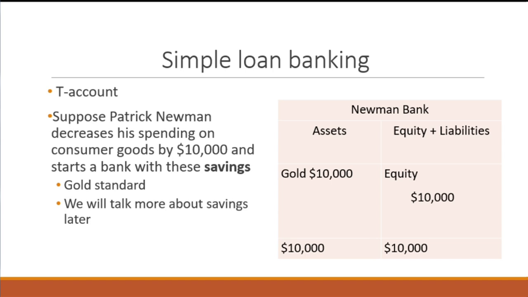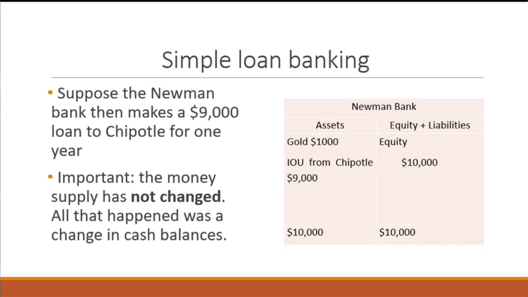This is only the beginning of the story because I want to make money, right? I'm not just setting up this bank for fun. I want to make money. So I'm going to make a loan to Chipotle. Let's say I value them, they value me, I'm a customer. I say, well, I'll lend you $9,000 for you to expand your business. I make a $9,000 loan to Chipotle for 1 year.